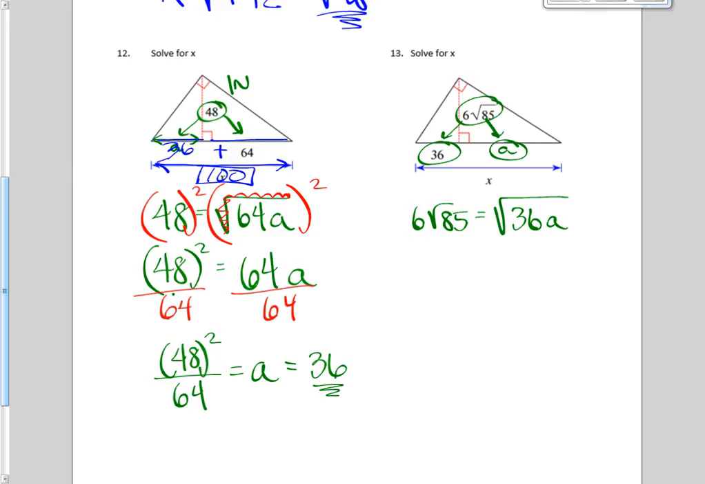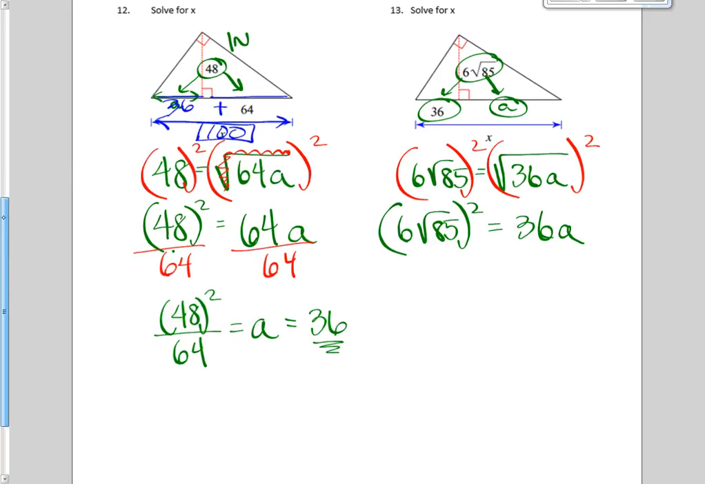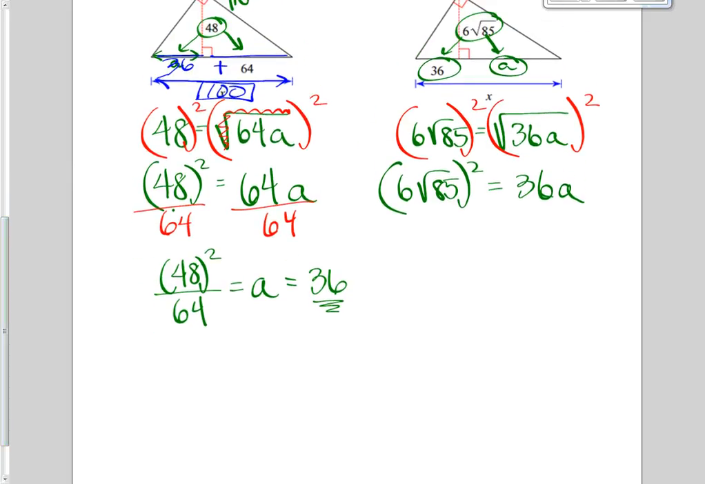I can square both sides. And now I've got 6 radical 85 squared is equal to 36a. And then I'm just going to put this all into my calculator. All right, so to figure out what a is, I would divide both sides by 36.